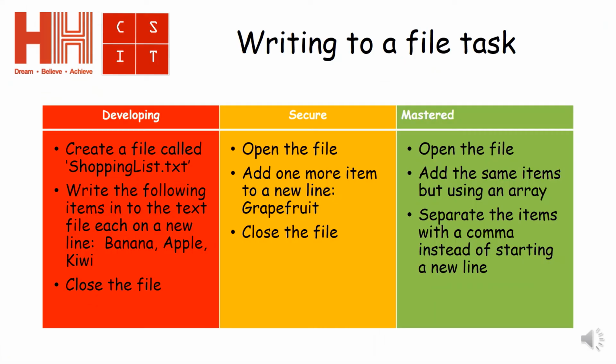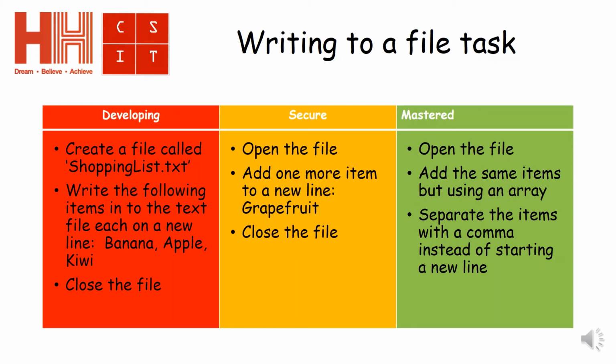The task that I'm asking you to do is to create a file called shoppinglist.txt. There are 3 levels to this code, and I want you to try and get as far as you can. The first part of your code will just write 3 values, banana, apple, and kiwi, to the shopping list file, with a new line for each object. I then want your code to close the file.